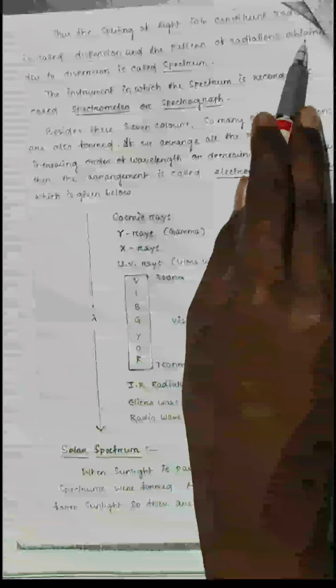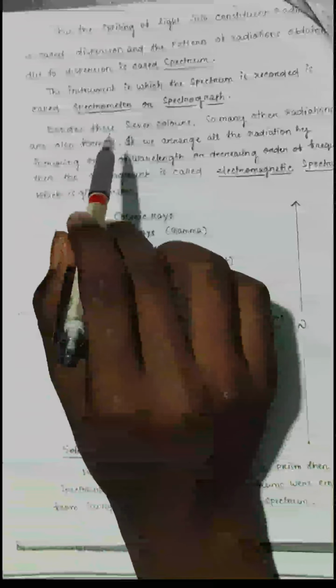Thus, the splitting of light into its constituent radiations is called dispersion, and the pattern of the radiation obtained due to dispersion is called a spectrum. The instrument in which the spectrum is recorded is called a spectrometer or spectrograph.